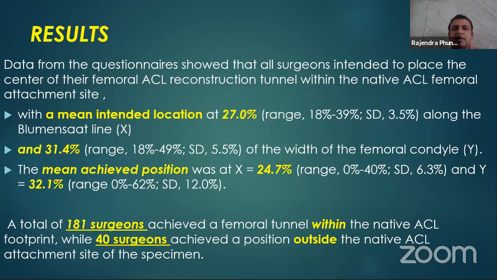So what was the result of this? The data from the questionnaire shows that all the surgeons intended to place the center of their femoral ACL reconstruction tunnel within the native ACL footprint site. The mean intended location was 27% along the Blumensaat line and 31.4% of the width of the femoral condyle, and the mean achieved position was 24.7% on the x-axis and 32.1% on the y-axis. Out of 221 surgeons, 181 achieved a femoral tunnel within the native ACL footprint, and 40 surgeons achieved a position outside the native ACL footprint.